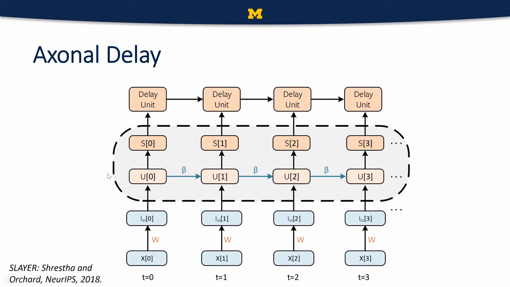Now, I guess close to wrapping up here to leave a bit of time for discussion and also to give everyone a break before what I expect will be a really fascinating talk by Emre at the keynote, is axonal delay. So as far as I'm aware, Sumit and Garrick's Slayer was perhaps the first work that presented an implementation of axonal delay in spiking neural nets.